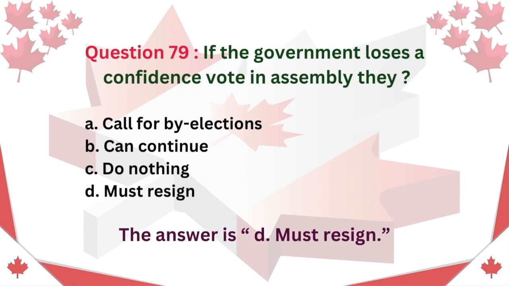Question 79. If the government loses a confidence vote in Assembly, they A. Call for by-elections. B. Can continue. C. Do nothing. D. Must resign. The answer is D. Must resign.